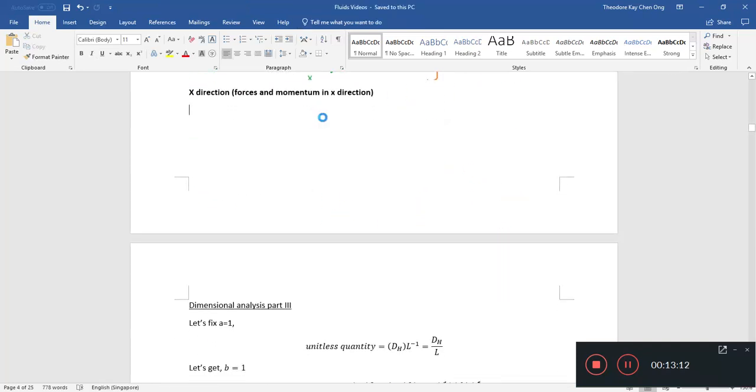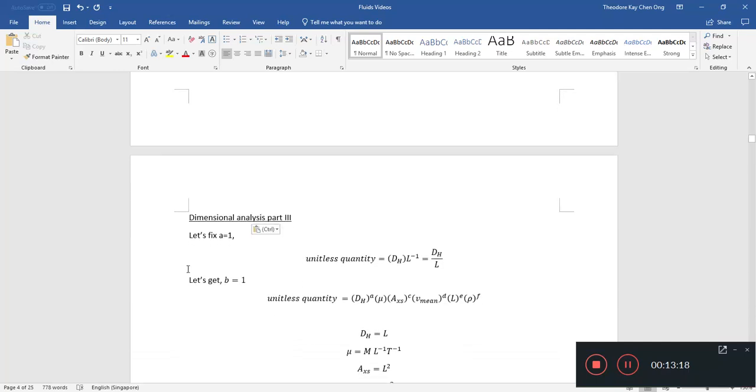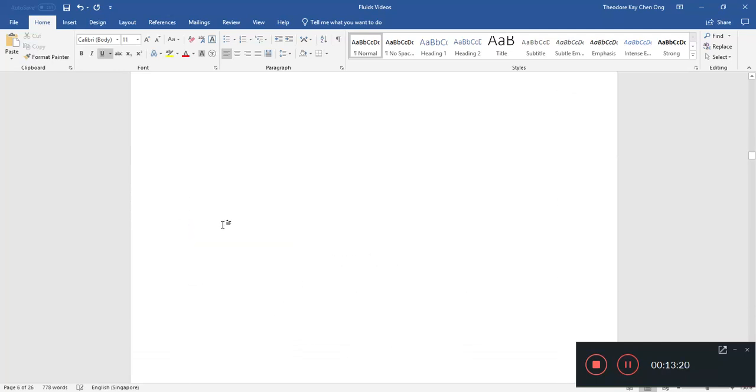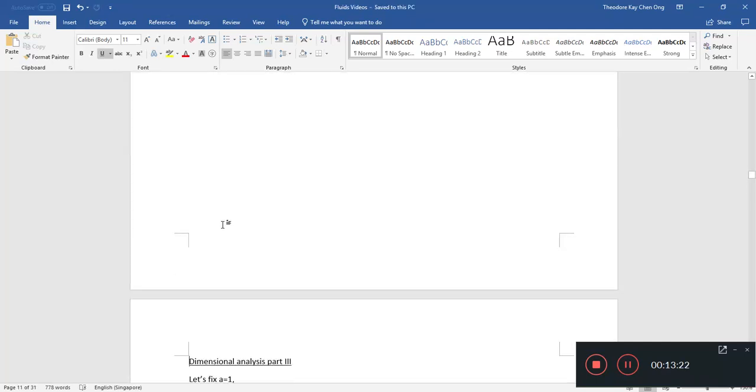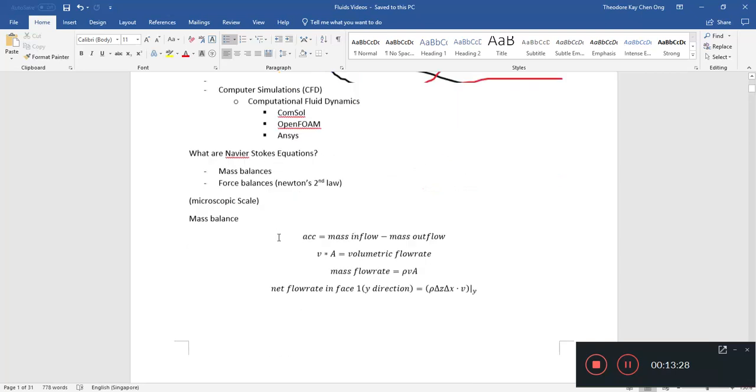Okay, so let's put this down. Let's put that dimensional analysis somewhere else, a few pages down. Okay, let's go up. Function, page up. Alright.